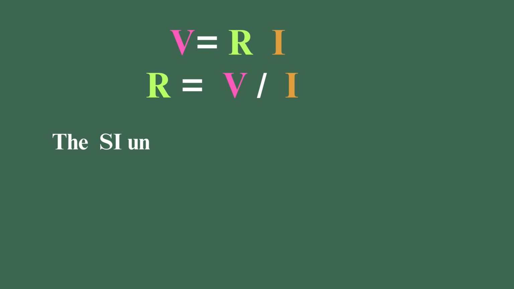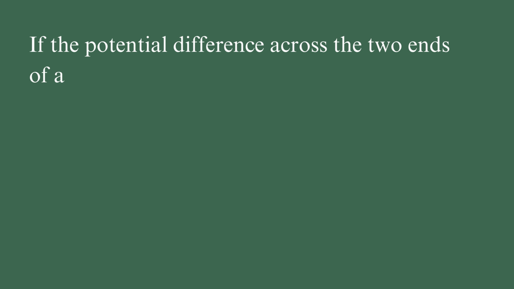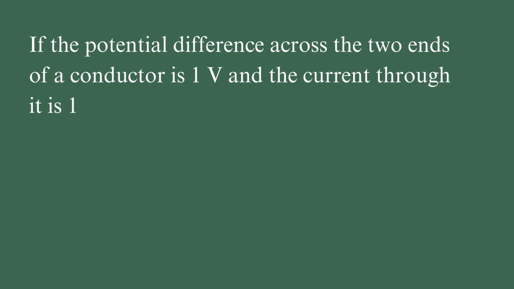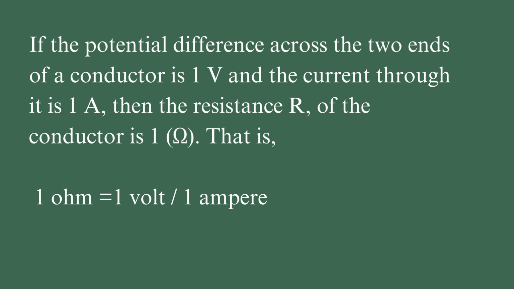Now, what is the SI unit of resistance? The SI unit of resistance, volt by ampere, is ohm, named after George Ohm. So, if the potential difference across the two ends of a conductor is 1 volt and the current through it is 1 ampere, then the resistance R of the conductor is 1 ohm. That is, 1 ohm is equal to 1 volt by 1 ampere.